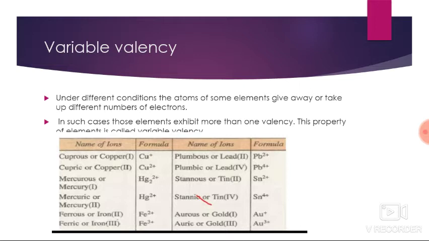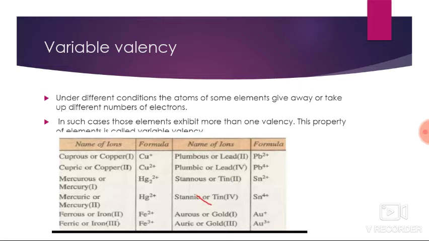So in different conditions, the atoms of some elements both give and take, which means they have more than one valency. That becomes their variable valency. That is the property of that element. Okay, so that is the variable valency.